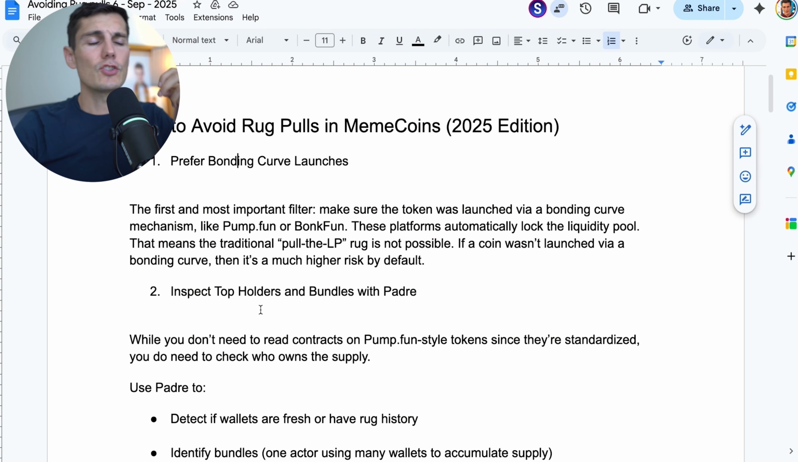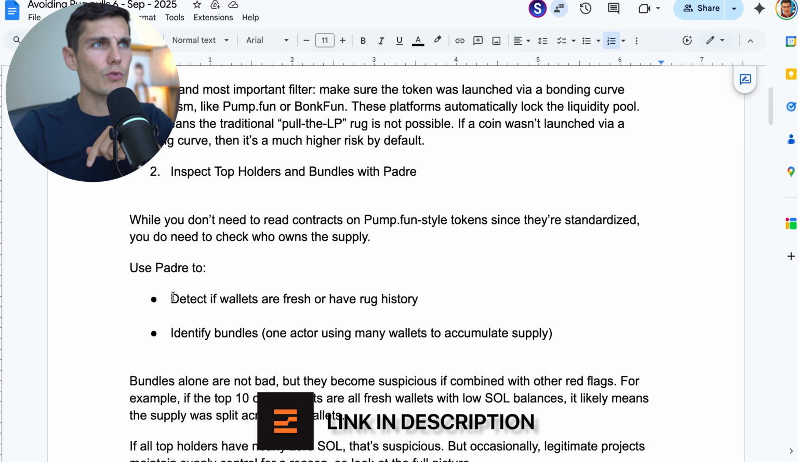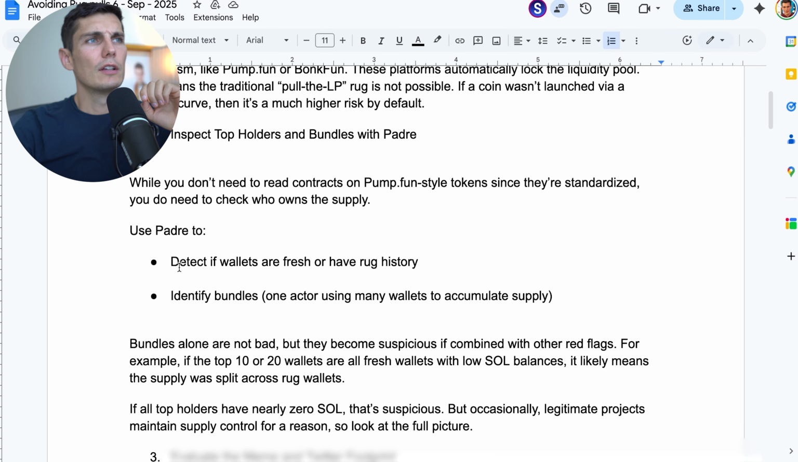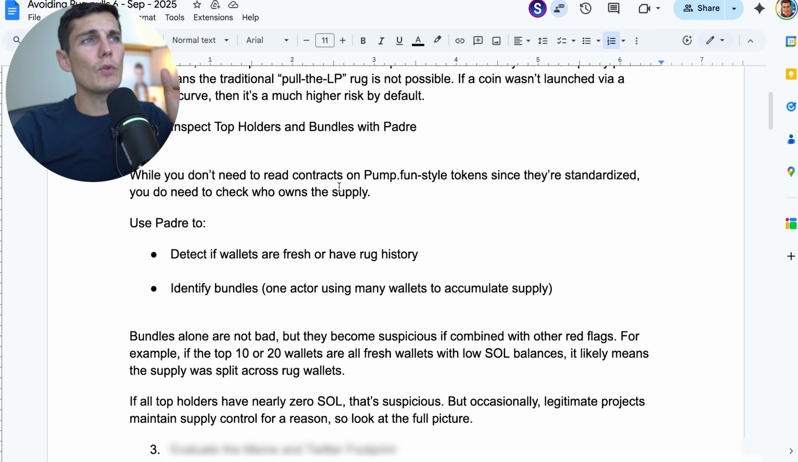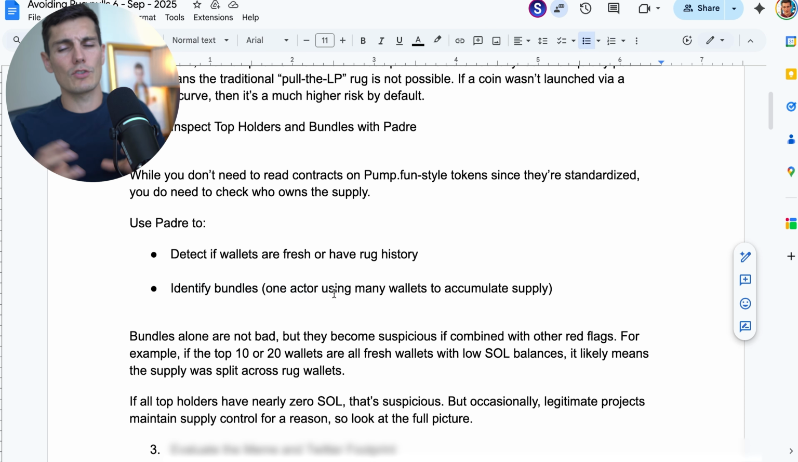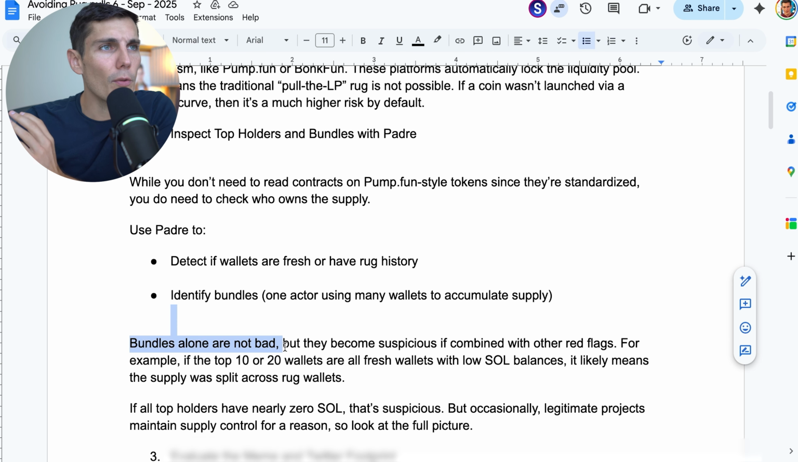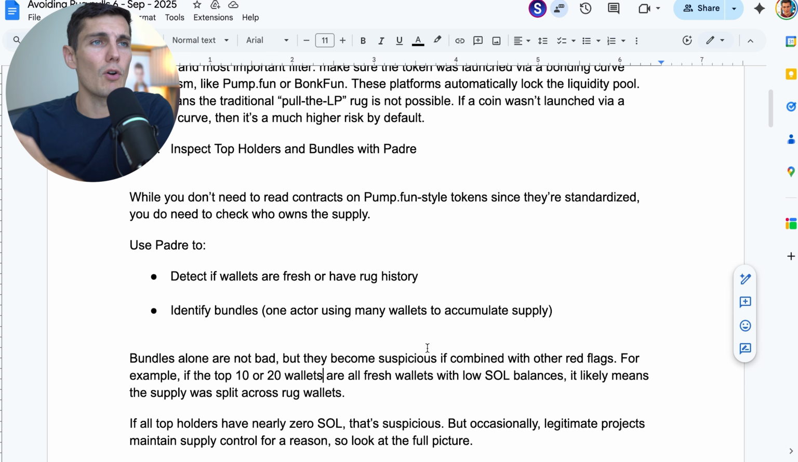Then the second thing is to inspect the top holders and bundles with Padre. I will put a link in the description, but let me explain, and then we're going to take some examples. While you don't need to read contracts on Stalkfun style tokens, since they are standardized, you do need to check who owns the supply. That's the beauty of on-chain analysis. I use Padre to detect if wallets are fresh or have rug history, and to identify bundles. A bundle is one actor that uses many wallets to accumulate the supply. Bundles alone are not bad, but they become suspicious if combined with other red flags.